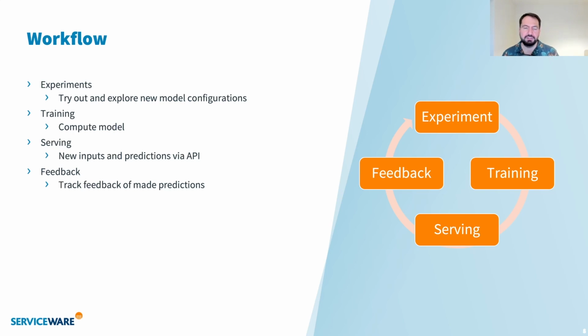And then after the training has happened, you go into the serving phase and start creating new predictions on new inputs you haven't seen before. This usually is done via an API or something. Then, when giving those predictions, you also start collecting feedback and try to track it for the next experiment phase.